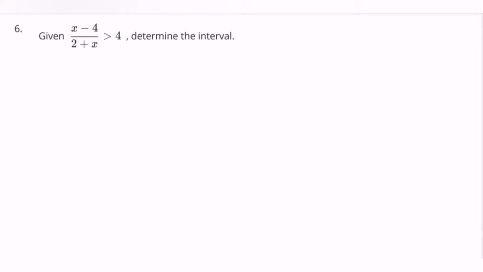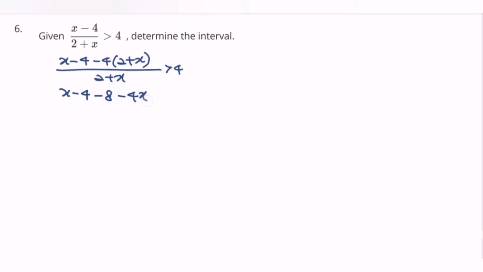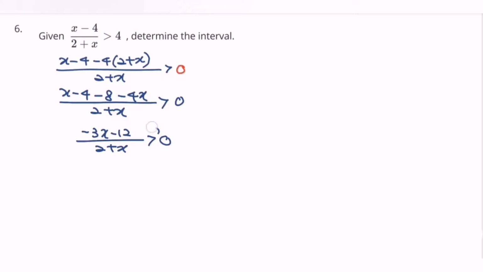This kindly refers to question number 6. Again, we have an inequalities question. First, what we have to do is to transfer and at the same time equate the denominator. So x minus 4 multiplied with 2 plus x over 2 plus x greater than 4. Next, expand the situation. So we have negative 8 minus 4x over 2 plus x greater than 0. Next is to simplify the situation. So we will have negative 3x minus 12 over 2 plus x greater than 0.